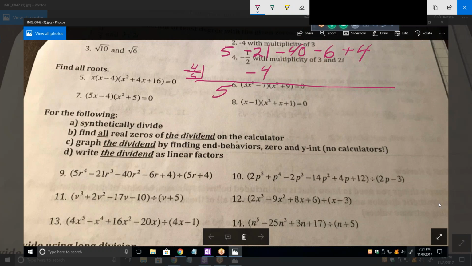Okay, and then you add down. Then you multiply that by -4/5, so that's positive 20. Then you add down. And then you multiply that by -4/5 again. Positive 16. And you add. And you do it again, and that is -8. And you add. And that is your remainder.